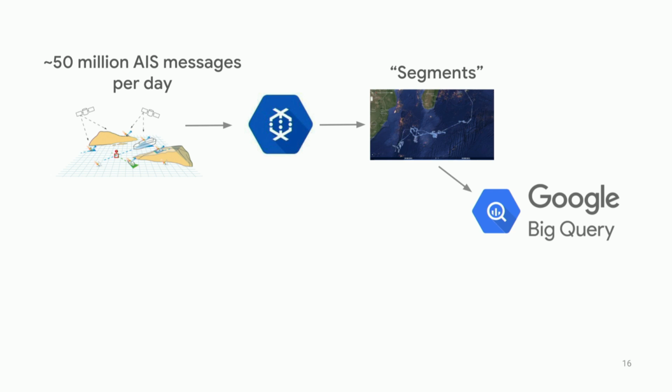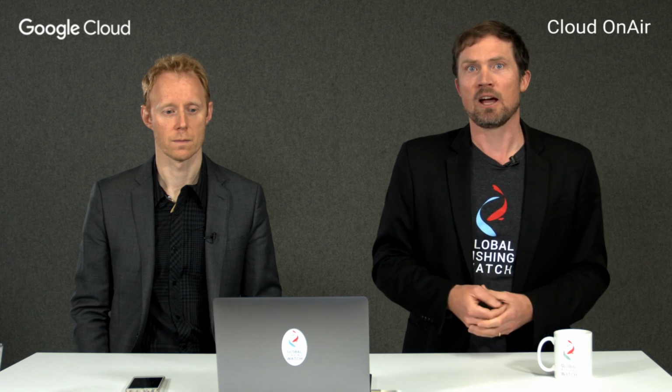Now we have all these points, and we want to figure out spatial information about each, such as the distance to shore, whether it's in the exclusive economic zone of China or Japan, distance to port.